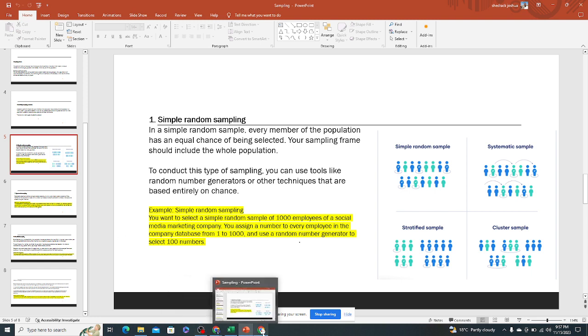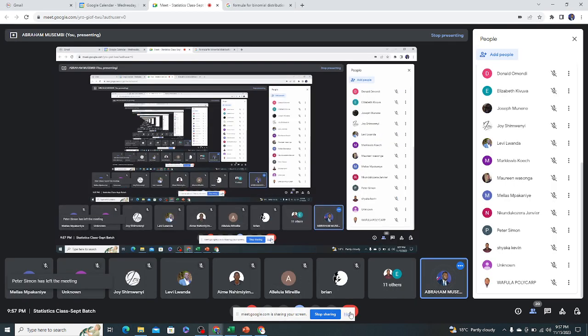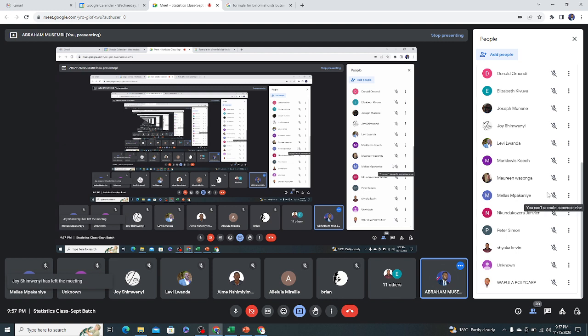Are we together up to that point? Is a random sample clear? Thumbs up if the random sampling method is clear. Okay, good. I guess we are good.